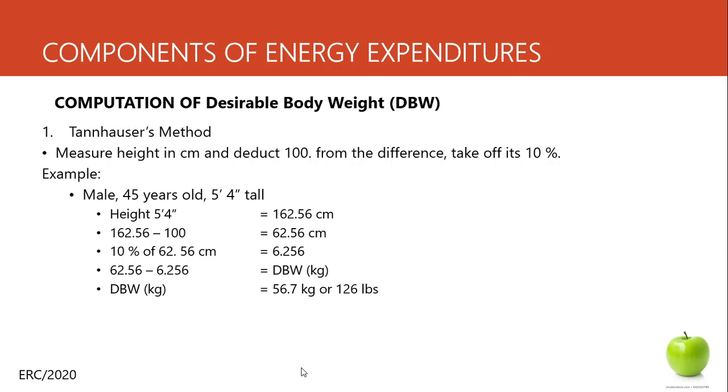Then from that, take off its 10%. So 10% of 62.56 centimeter is 6.256. So 62.56, less 6.256, that is the desired body weight. So the desired body weight is about 56.7 kilograms or 126 pounds. Okay, that is the Tannhäuser method.